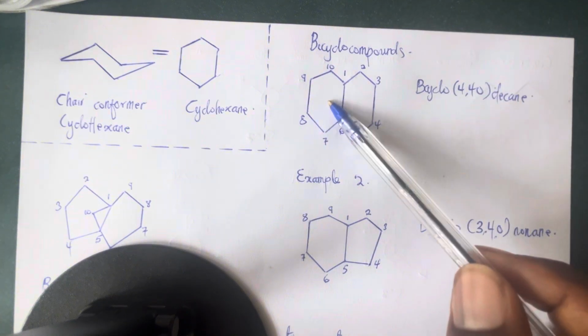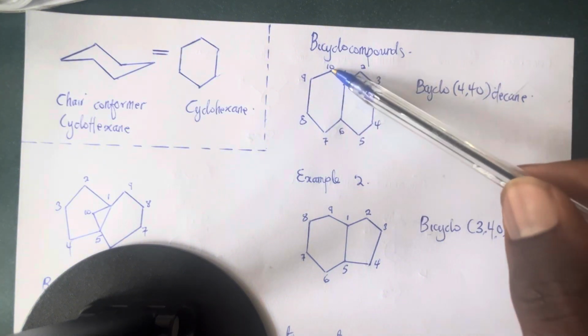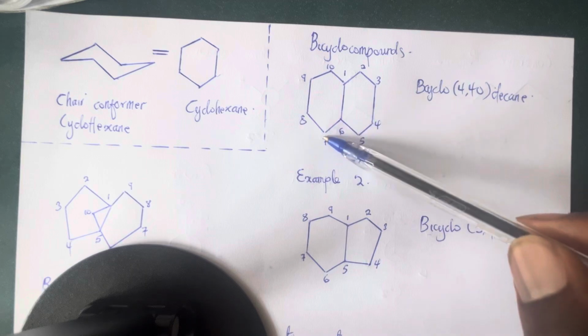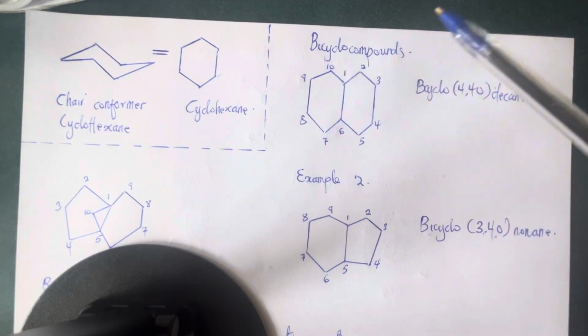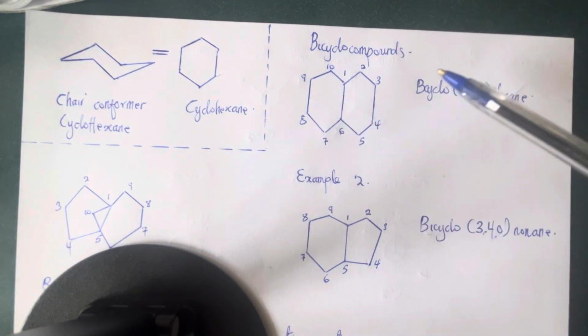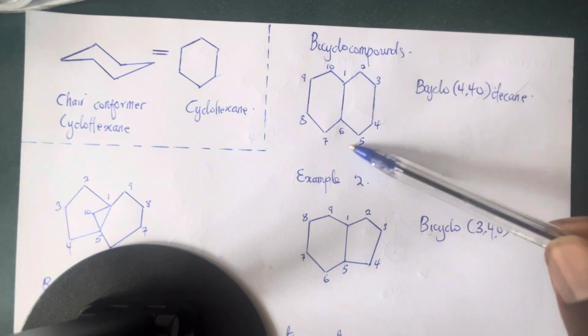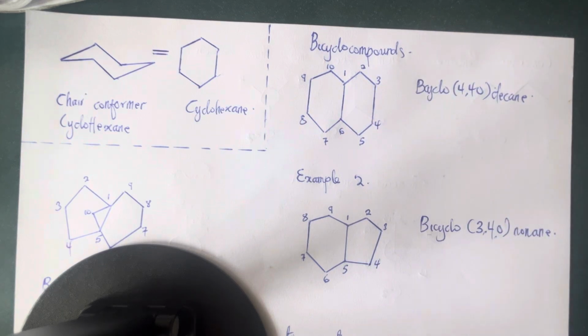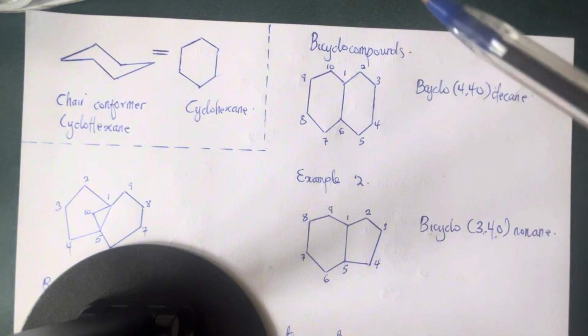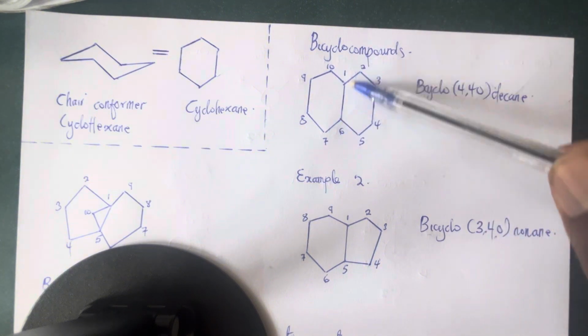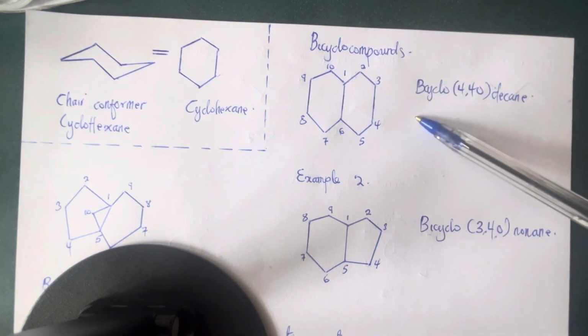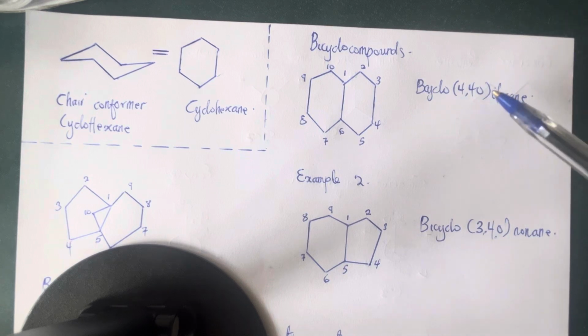So when you take our left, this is 1 carbon, 2 carbon, 3 carbon, 4 carbon. So there are 4 carbons on the left, and on the right, 1, 2, 3, 4. There are also 4 carbons on the right. So here we have 4, 4. Then there is no atom here, so 0. So bicyclo 4, 4, 0.